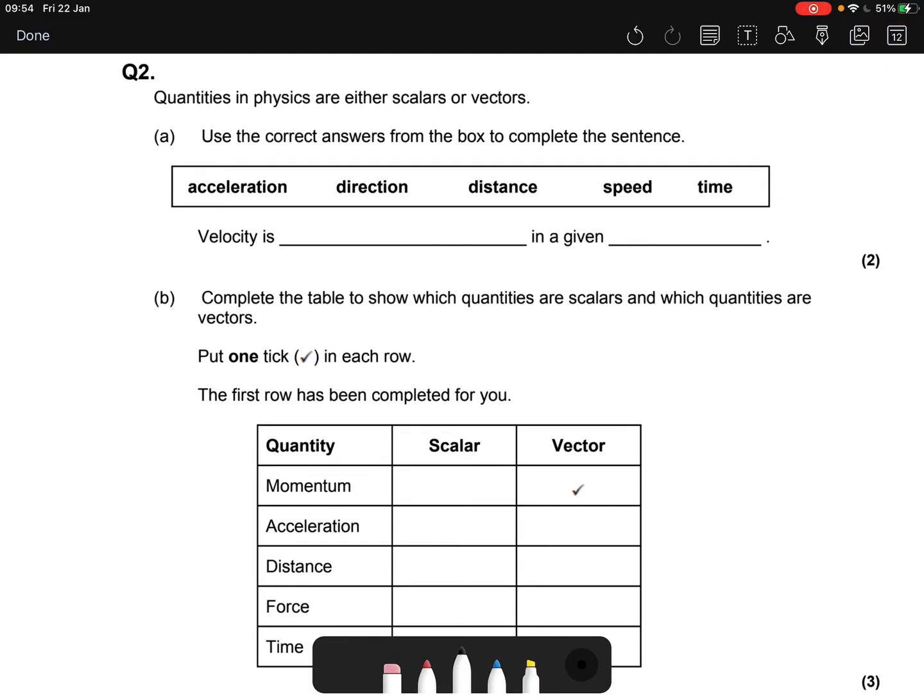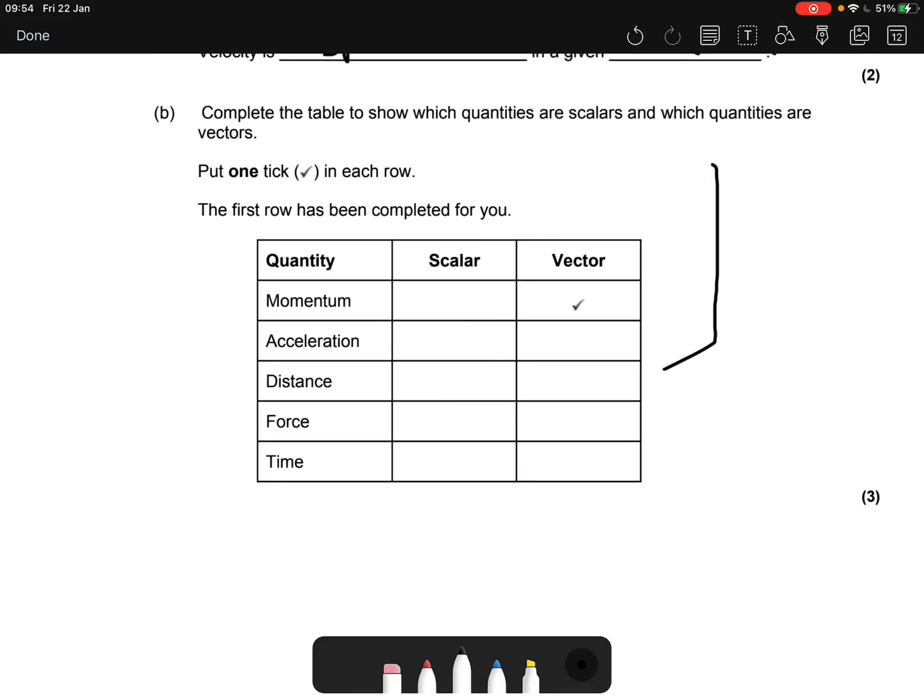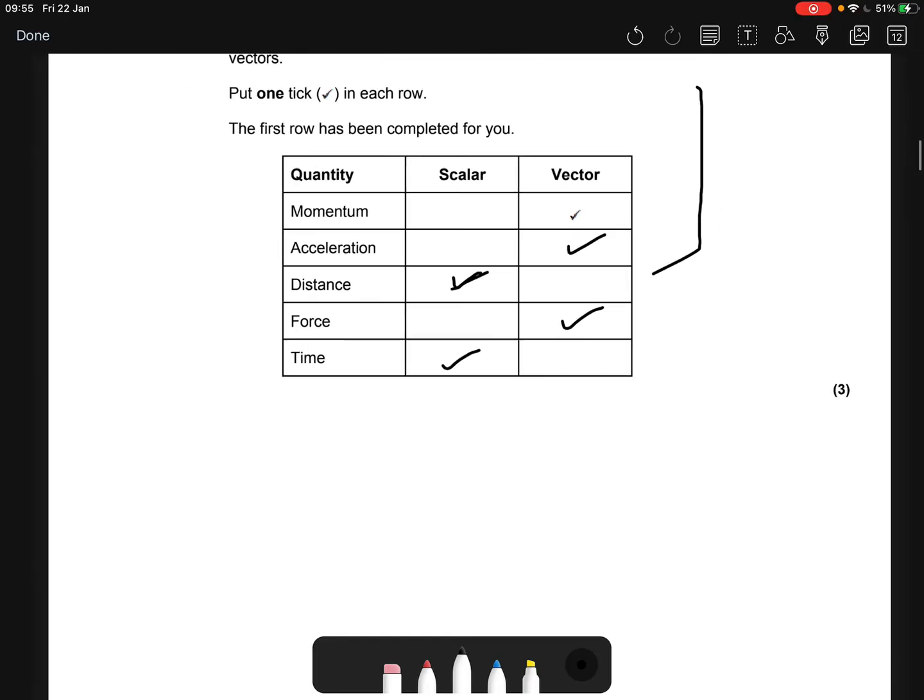Question 2. Use the correct answer. Velocity is a speed in a given direction. Complete the table. Which are scalars, which are vectors? Acceleration, you accelerate in a particular direction, so it's a vector. Distance, that is a scalar. Force, that is definitely a vector. Time, that is a scalar.